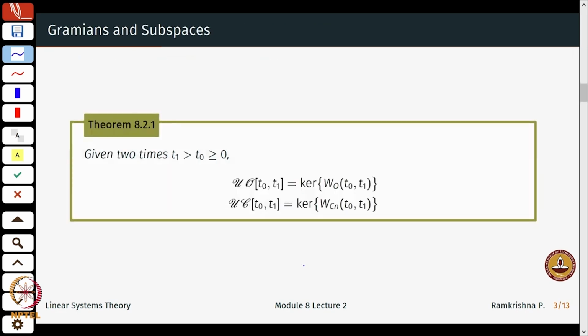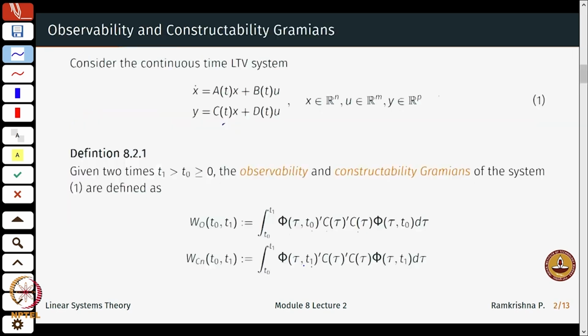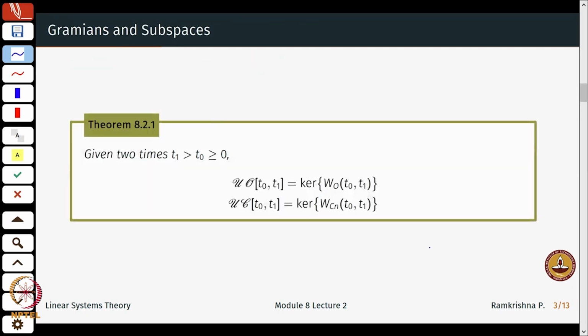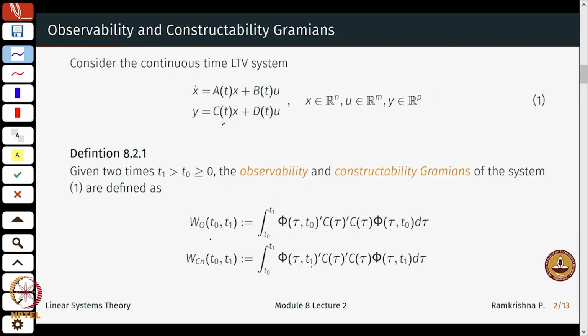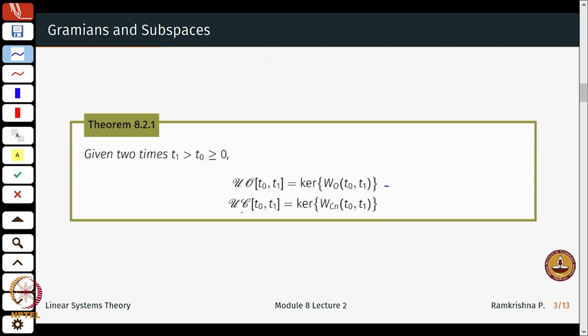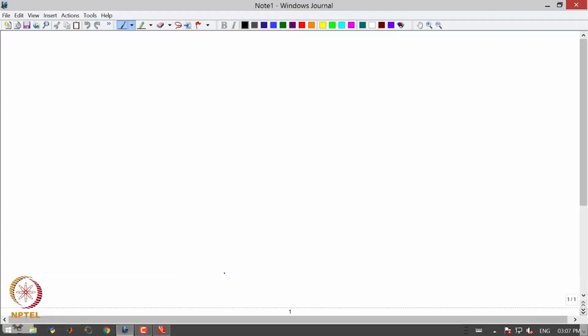Okay, so the first result. Given this definition of the Gramians, and given two times, the unobservable space is just the kernel of the observability Gramian defined over here. Similarly, the unconstructible space is just the kernel of the constructability Gramian defined here. Okay, we'll quickly run through the proof of this.